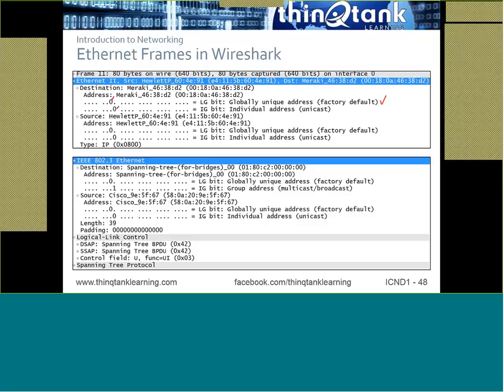Individual or group. Is this a unicast MAC address or is it a broadcast MAC address? Is this a unicast MAC address? Is it a multicast MAC address? Right?